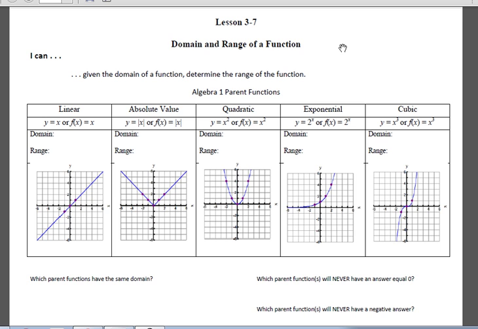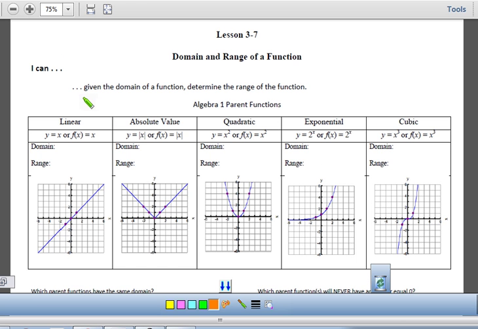This is more about the domain and range of a function. We've already explored a little bit about domain and range in the previous two lessons. Now we're going to do a little bit more. Our target for this lesson is: I can, given the domain of a function, determine the range of the function. Again, something we've already seen and done before, but we're going to take it much further. We're going to get a lot more involved.